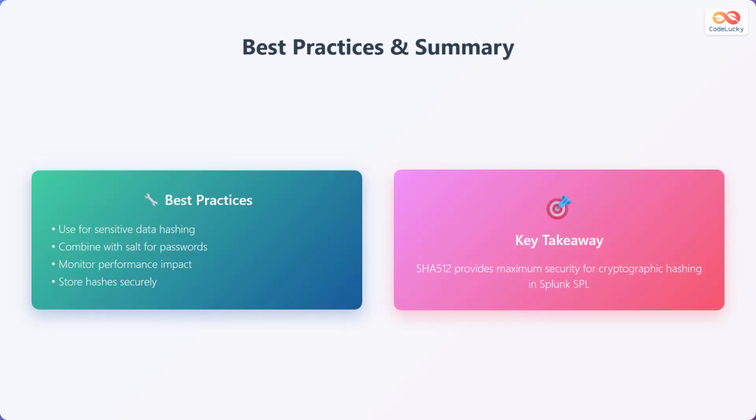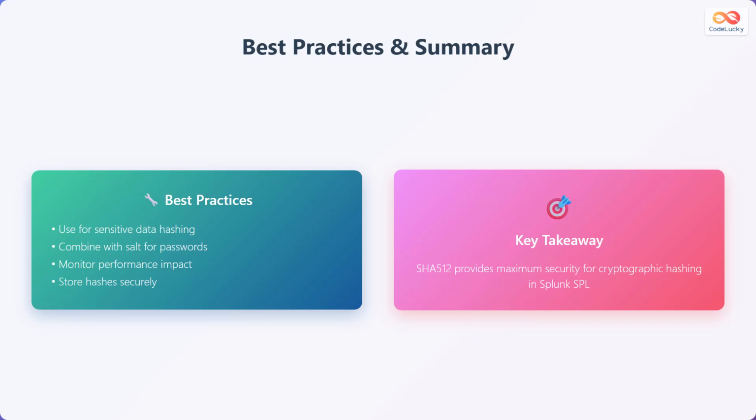To conclude, here are the essential best practices for using SHA512 effectively. First, use SHA512 specifically for sensitive data hashing where maximum security is required. Second, always combine SHA512 with salt values when hashing passwords to prevent rainbow table attacks. Third, monitor the performance impact, as SHA512 is computationally intensive and may affect query performance with large datasets. Fourth, ensure that hash values are stored securely and access is properly controlled.